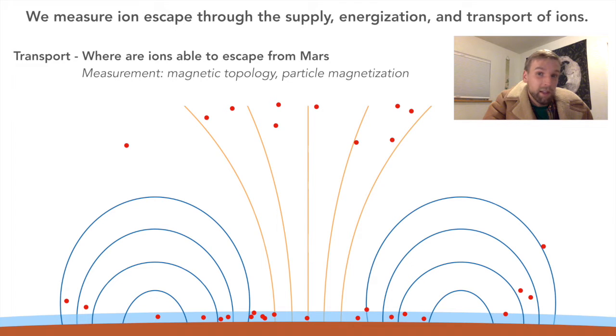Each of these steps could represent a bottleneck for escape under certain conditions. If the supply of ions is low, then escape rates are going to be low regardless of how much energy is delivered to the system. If many ions are created but energy input is low, then not many ions will reach the velocities they need to escape Mars. And even if many ions are brought to escape energy, they still might fail to be transported out of the system due to the factors we just discussed. Okay, so let's dive in.